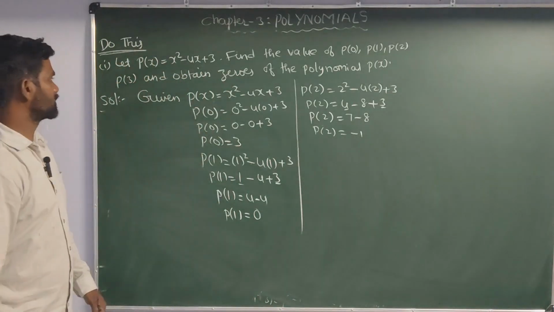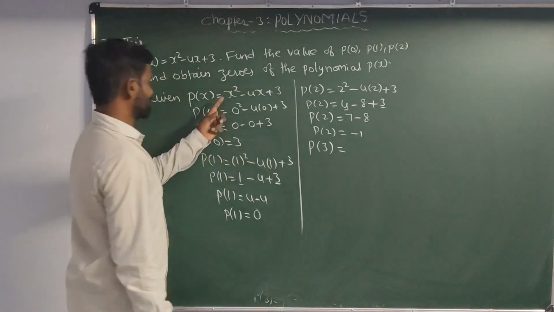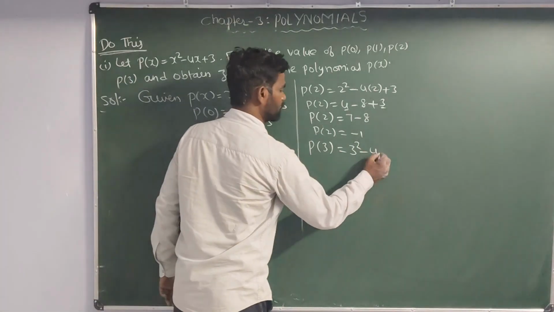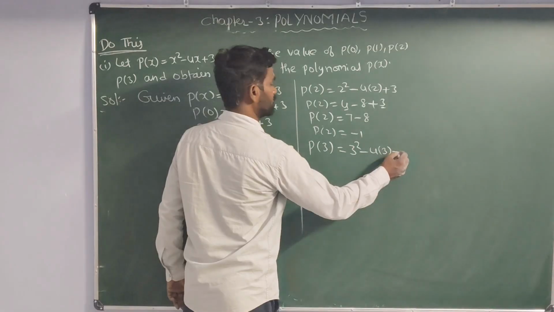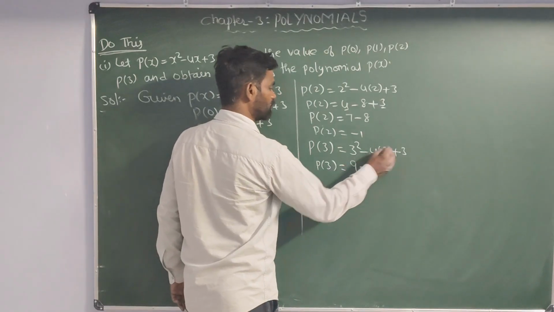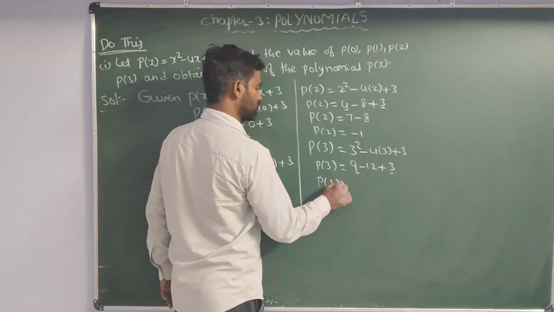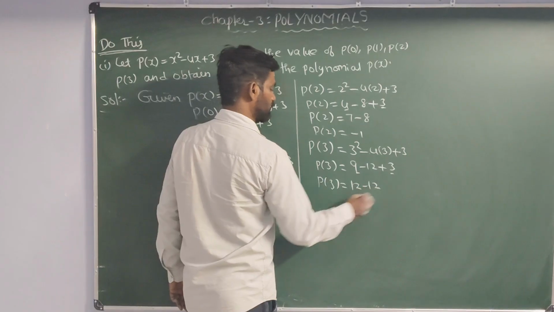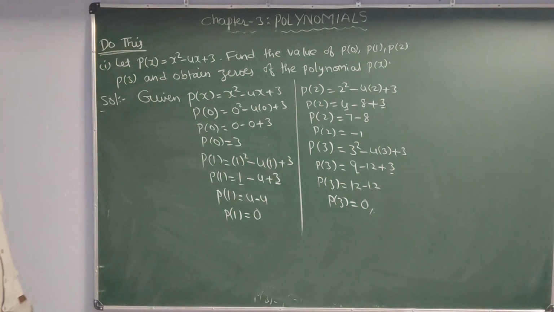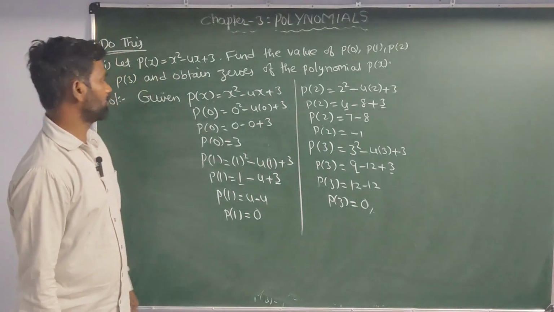In the same way, next we have to find P of 3, that is equal to x square, it is nothing but 3 square, minus 4x, 4 into 3, plus 3. So P of 3 is equal to 3 square is 9, minus 4 times 3 is 12, plus 3. So positive value is 9 plus 3, that is equal to 12. 12 minus 12. So P of 3 is equal to 0. So this is the way of finding the values of the given polynomial.